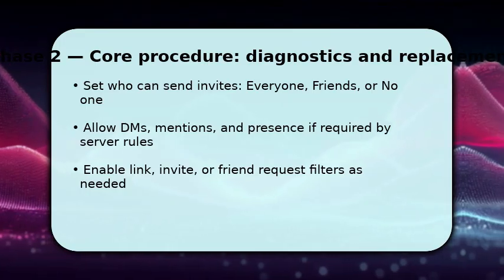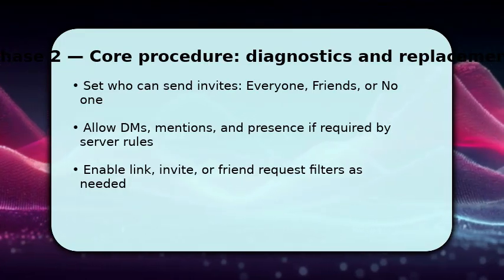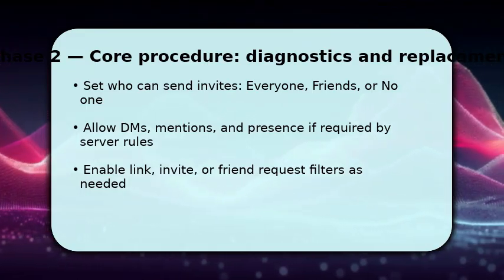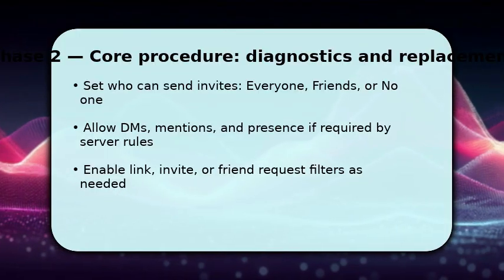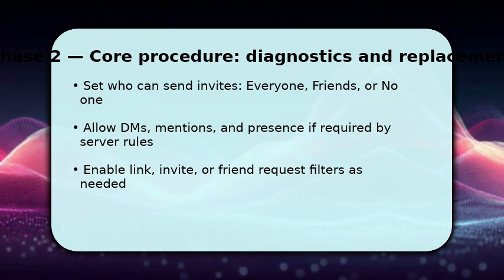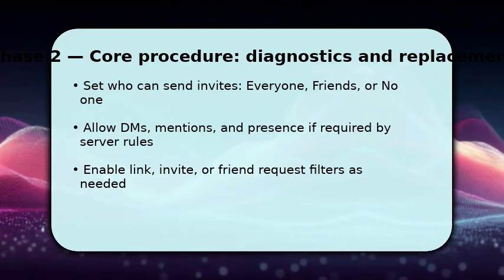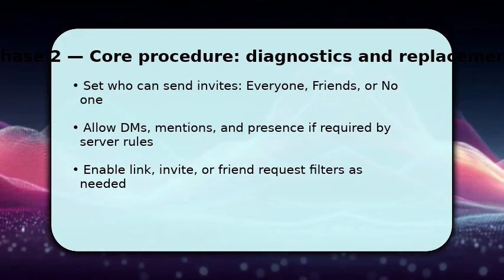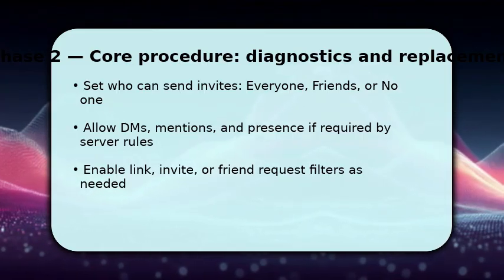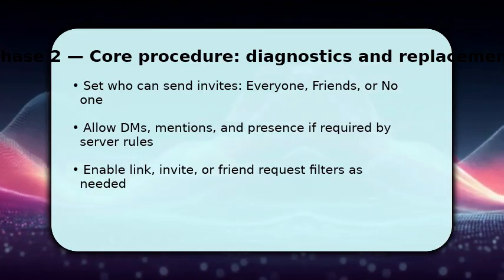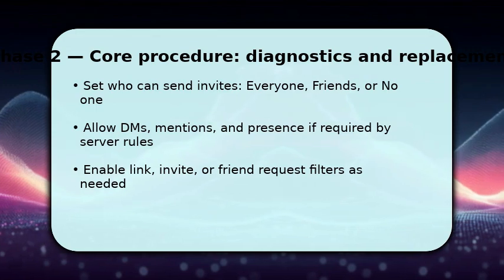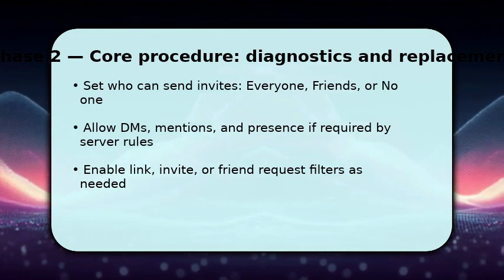Next, enable direct messages and mentions if the server requires them, because some invite workflows send links via DM. Then check any link or invite filters. Add exceptions or lower strictness so legitimate invites aren't blocked. Make changes deliberately and save. These adjustments let the invitation reach you while keeping unwanted traffic controlled.